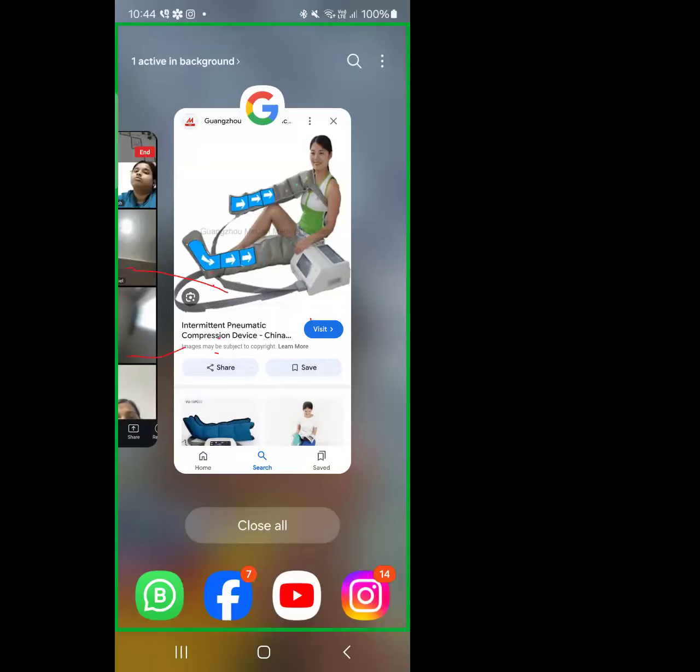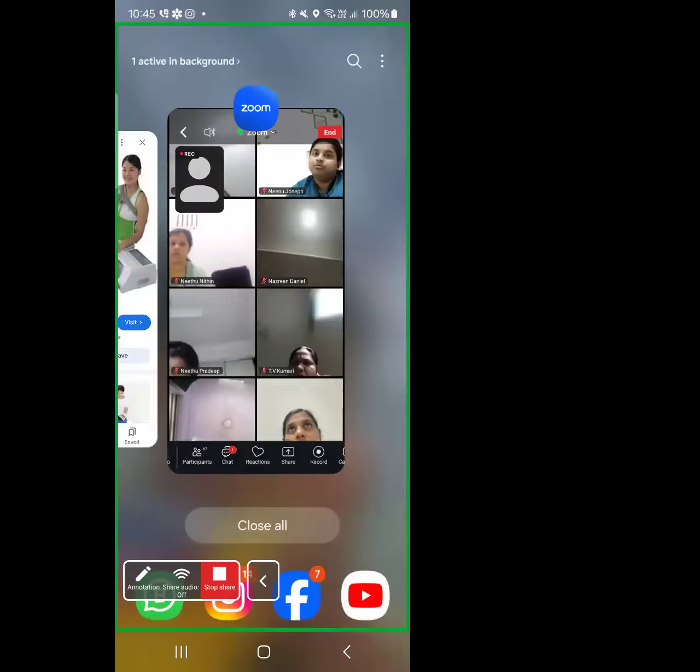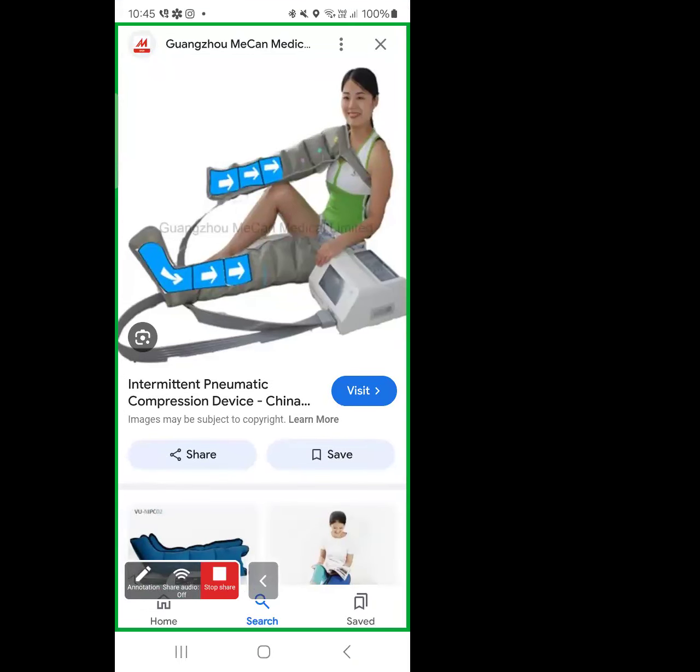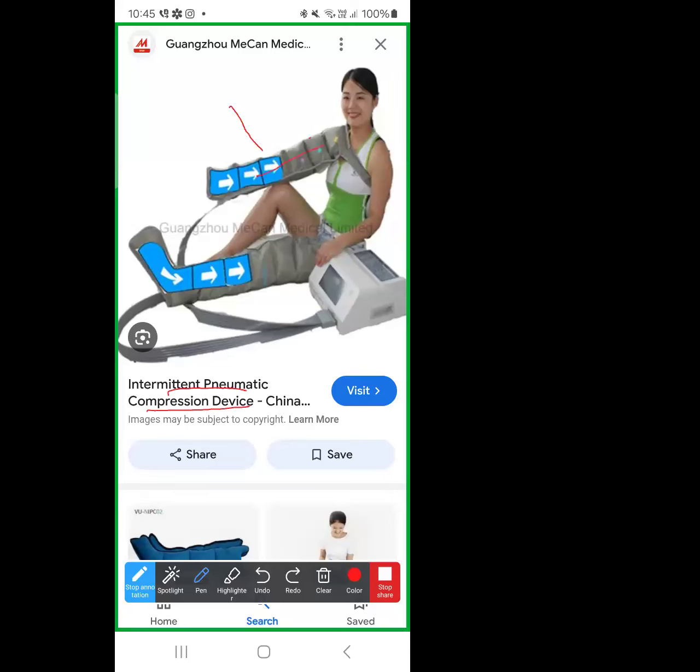See, intermittent pneumatic compression device. We can clearly observe from the picture, this device will enhance the venous return to the heart. So the pneumatic compression device is mainly used for which condition? It is DVT, to increase venous return.